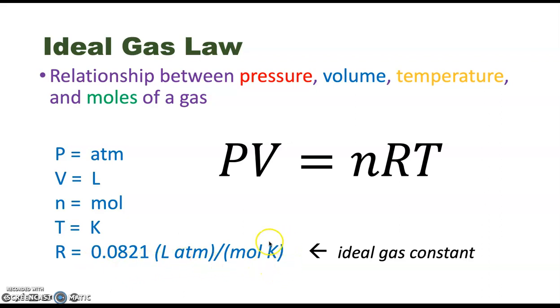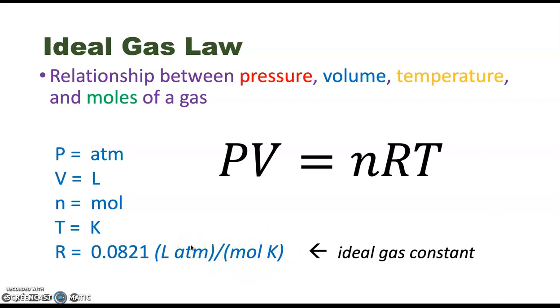It does have this large unit here: liters times atmospheres divided by moles times Kelvin. It basically allows you to cancel out all the units that need to be canceled, and it'll get you whatever unit you need. So make sure you write this down in your work and show your units canceling, and I'll demonstrate that on the next slide.